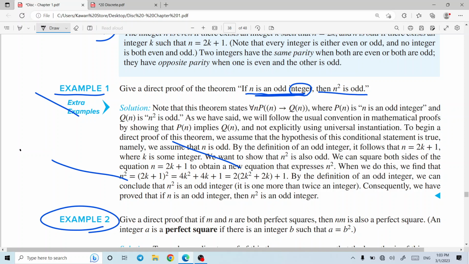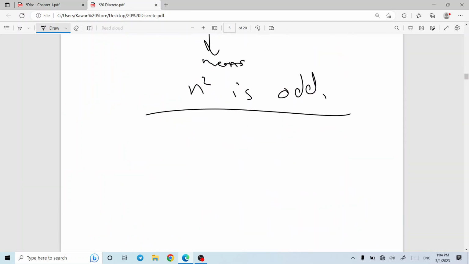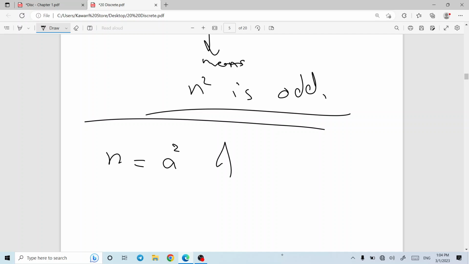It says if we have m and n, they are both perfect squares, then together they are also a perfect square. So n is equal to something squared. We call it, for example, a. So a squared. At the same time, m is b squared. And m also is a perfect square, right?